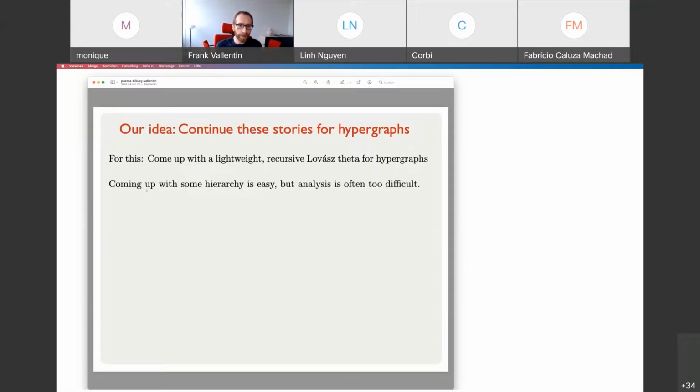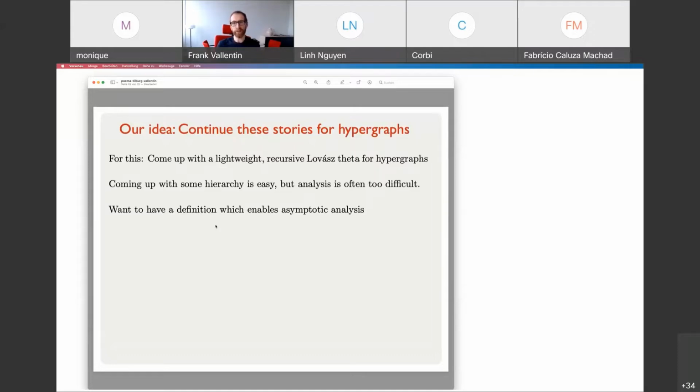And the thing is that coming up with some hierarchy is basically easy. But on the other hand, to find a hierarchy which is useful for asymptotics, that's quite difficult. And our main aim was to have some definition which enables this asymptotic analysis.